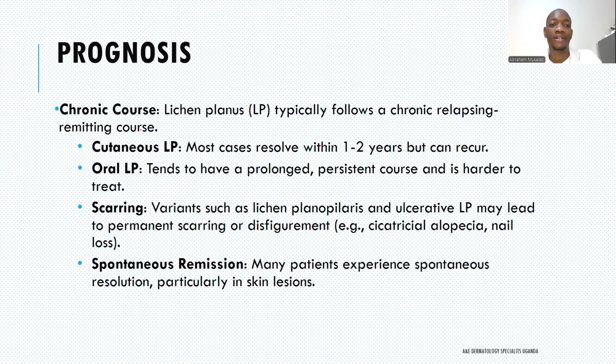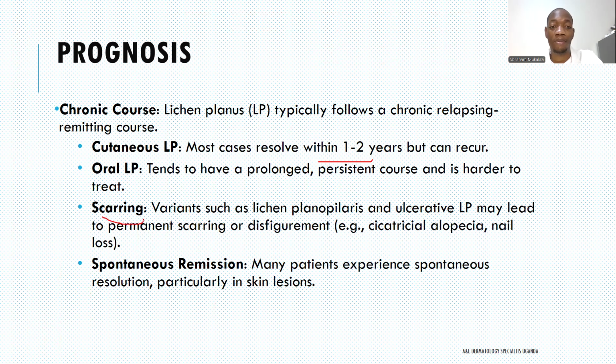Then the prognosis. We know that lichen planus is one of the chronic conditions that can sometimes be relapsing. But if someone has only cutaneous involvement, usually in 1 to 2 years, some literature says 3, the lesions will be able to disappear. If it is oral involvement, it takes a little bit longer. That can go even up to 5 years, or sometimes even up to 10 years. But most lichen planus will clear within 10 years.